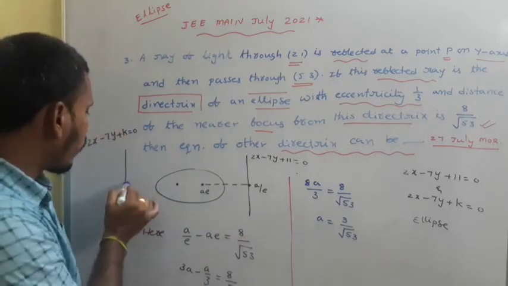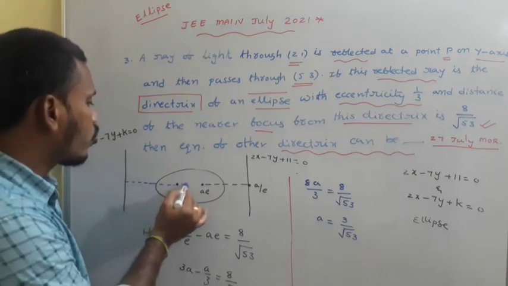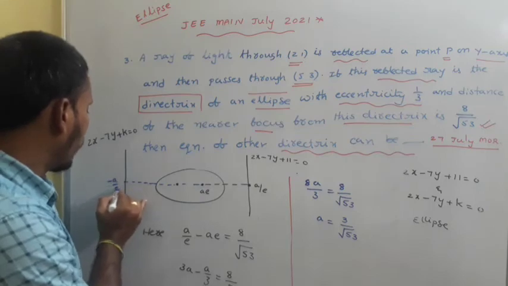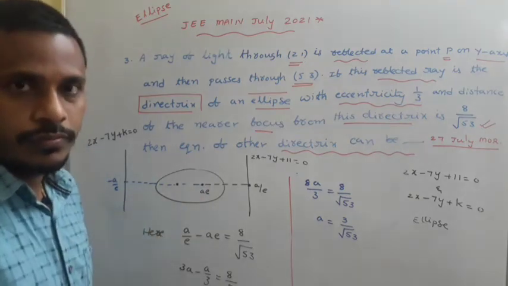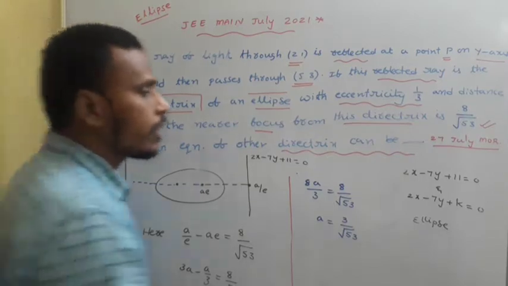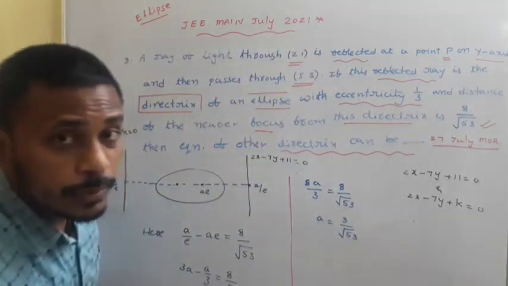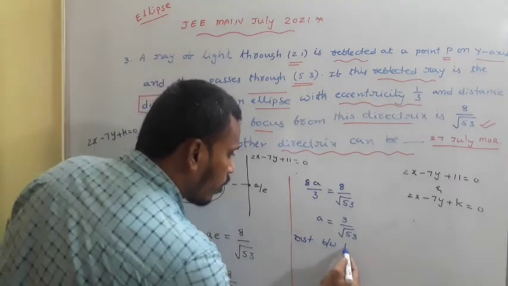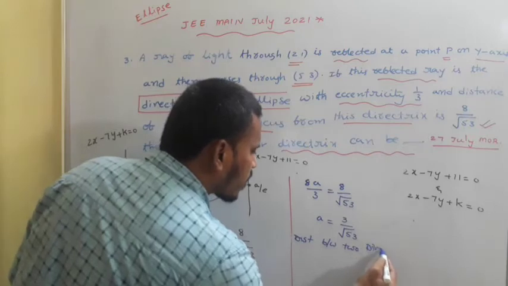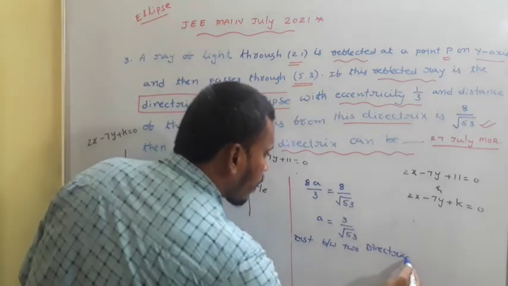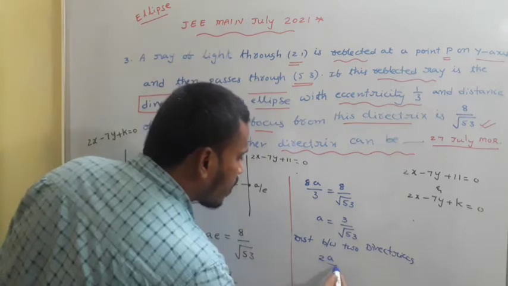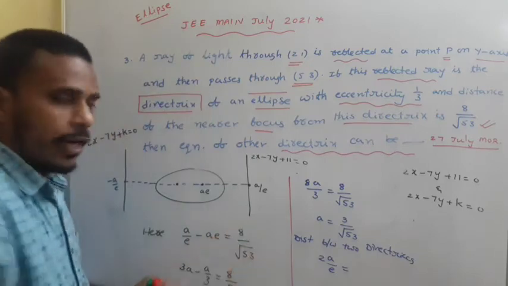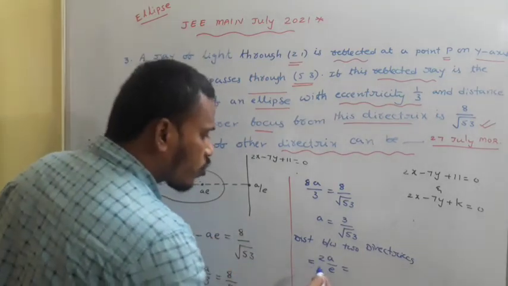And now you just think about what is the distance between these two directrices. This is a by e, and this point is minus a by e, and what is the distance between these two? It is 2a by e, right? Distance between two directrices is 2a by e, which is what I am going to calculate.